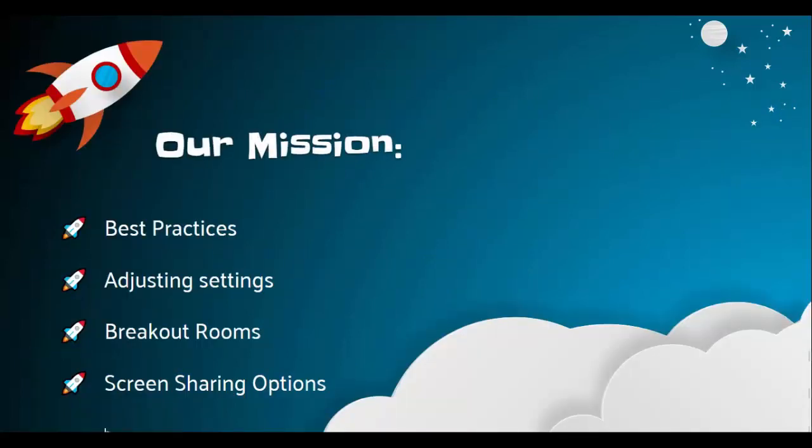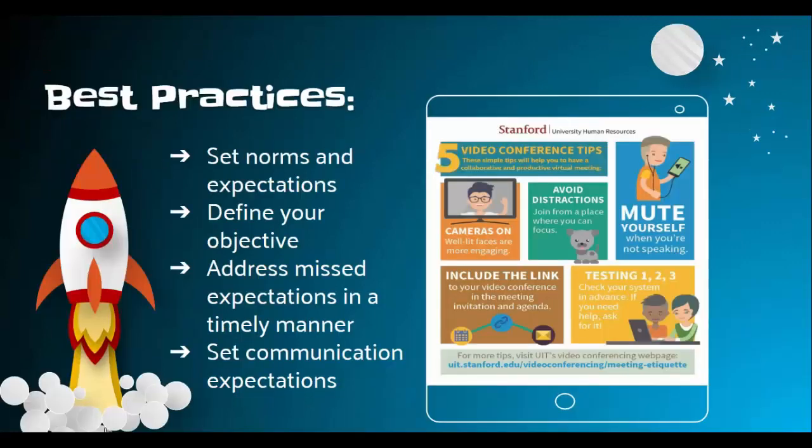Today we're going to cover best practices in Zoom, adjusting your settings, breakout rooms, and screen sharing options. Some of the best practices for video conferencing, whether it be in Zoom or another option, is to use your cameras in a well-lit place. Make sure that you're muting your mic when you're not the one speaking. Try to avoid distractions by being in a quiet place where you have good lighting.